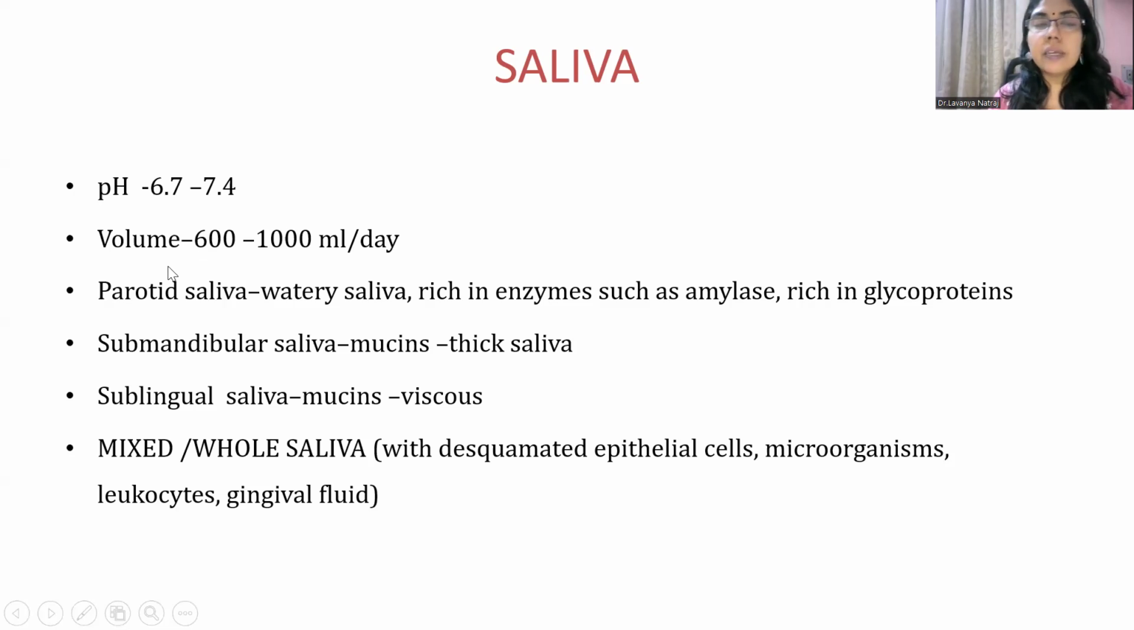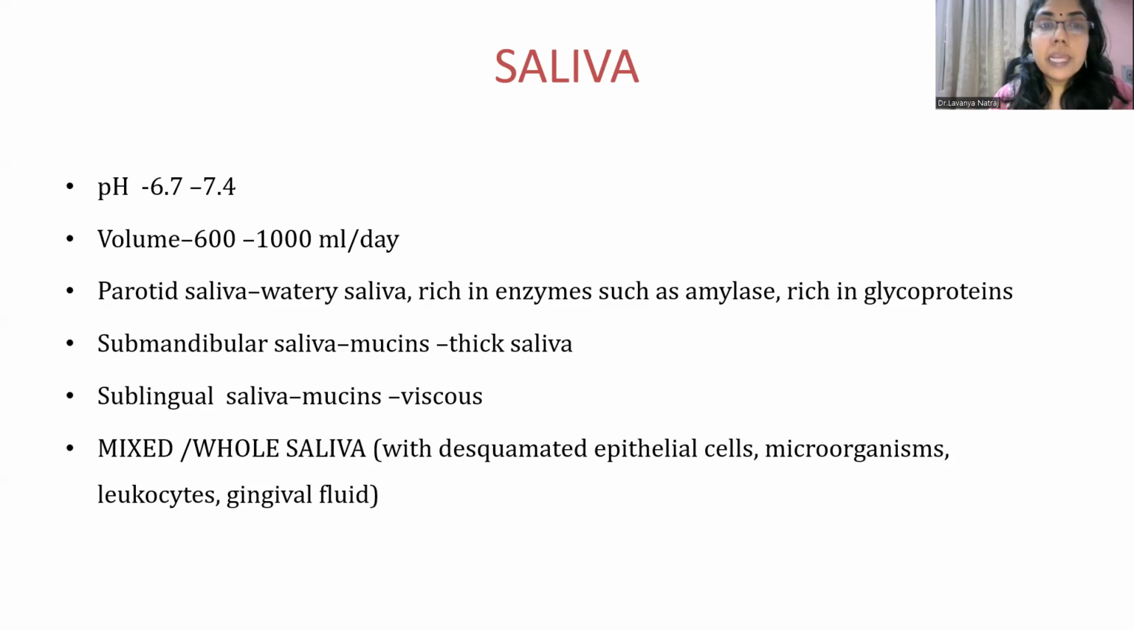The volume of saliva that is secreted is 600 to 1000 ml per day from all the major glands. The parotid saliva is serous, meaning watery saliva, rich in enzymes such as amylase and rich in glycoproteins. Whereas the submandibular saliva, I told you, is seromucinous. It has both serous, predominantly serous, as well as mucus. So they have thicker saliva because of the mucins present there.